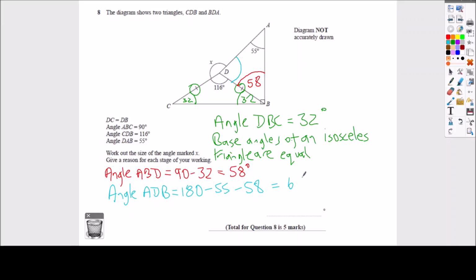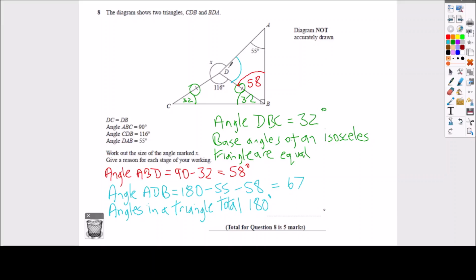And we must give the proper reason why that is the case, is because angles in a triangle total 180. So make sure that you say they total 180. Don't say they are 180 or anything like that. They add up to 180.